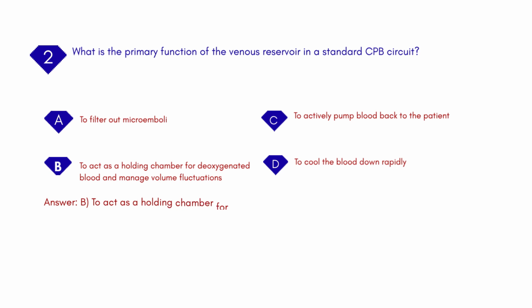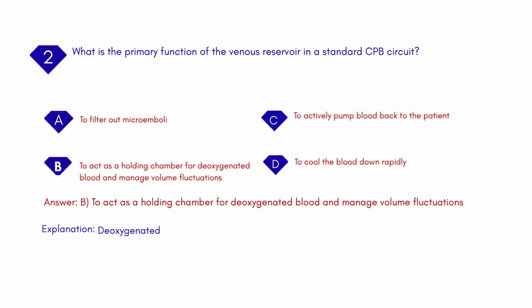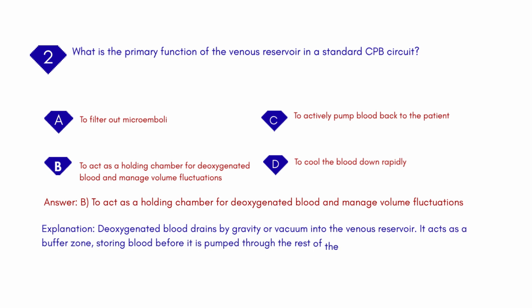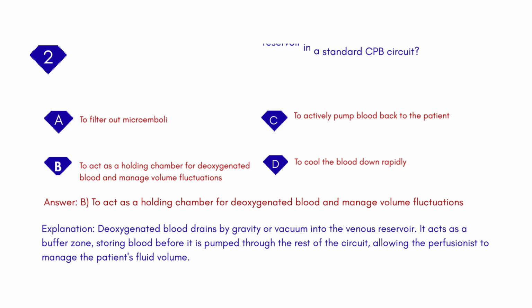Answer: B. To act as a holding chamber for deoxygenated blood and manage volume fluctuations. Explanation: deoxygenated blood drains by gravity or vacuum into the venous reservoir. It acts as a buffer zone, storing blood before it is pumped through the rest of the circuit, allowing the perfusionist to manage the patient's fluid volume.